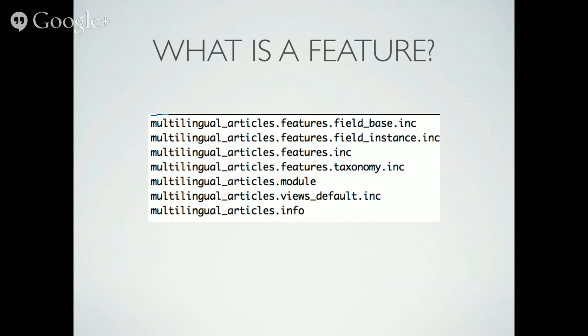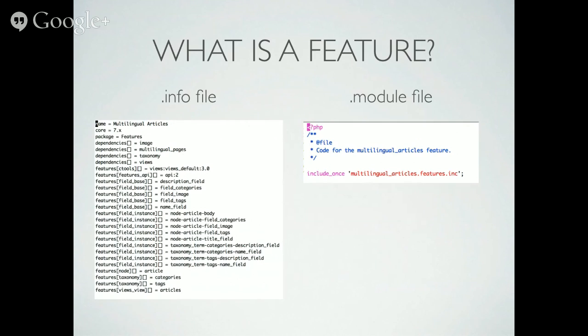So for our example, if we have a multilingual articles feature that we've developed, the files might look something like this. So it's nothing to be afraid of. If you're not used to looking at Drupal code, it's just a module like any other module that you might download. It has an info file which includes a list of all the modules that you need to install the feature and all the components that the feature includes.